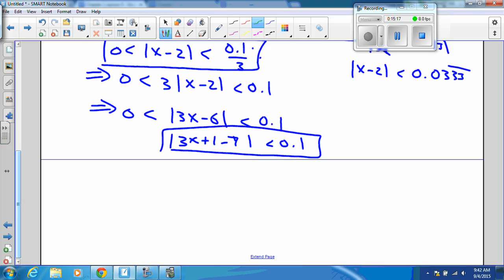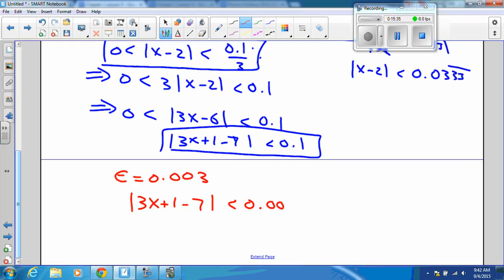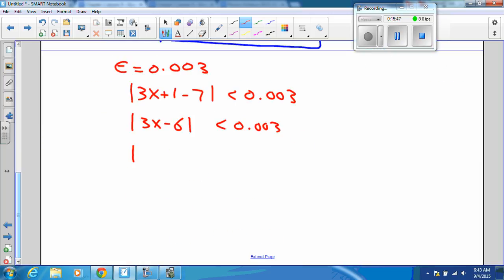Not only did we win this round, but we have the beginnings of a strategy to win every round. Because our challenger now comes back and he says, well, you got lucky that time, but let's let epsilon be 0.003. See what you can do with that. And we say, okay, fine. We want the absolute value of 3x plus 1 minus 7 to be less than 0.003. Okay, but 3x plus 1 minus 7 is 3x minus 6.